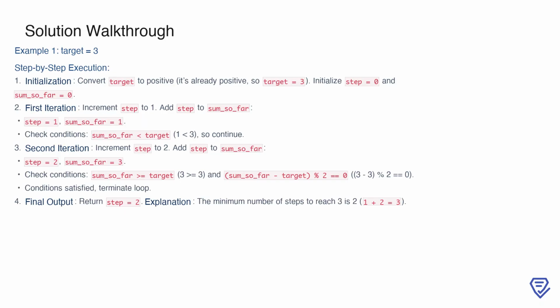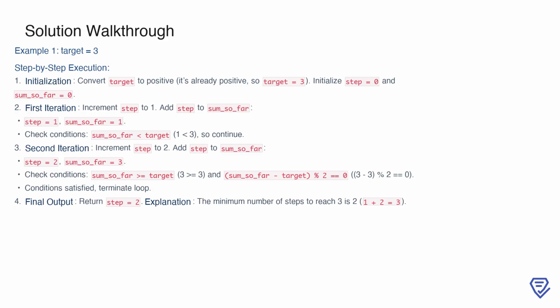To solve this problem, we start by initializing the necessary variables. Since the target is already positive, we set target equals 3. We then initialize step to 0 and sum_so_far to 0, which will keep track of the current step and the cumulative sum of steps, respectively. In the first iteration, we increment step to 1 and add it to sum_so_far, resulting in sum_so_far equals 1. At this point, we check if sum_so_far is less than the target. Since 1 is less than 3, we proceed to the next iteration.